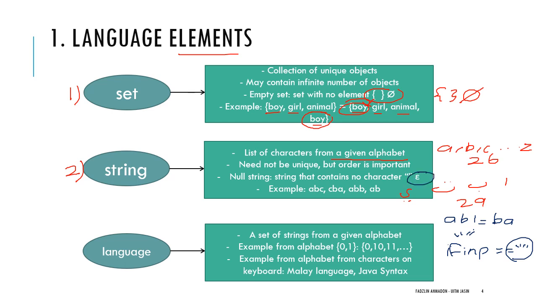Finally, number 3. Language is a set of strings from a given alphabet. So for example, if we have the alphabet with two symbols, 0 and 1, the language that can be constructed from this alphabet includes 0, 1, 0, 1, 1, up until all possible combination that can be made from 0 and 1. Another example is, if we have the alphabet characters from our keyboard, the language that can be constructed from these alphabets are Malay language, Java syntax, English language, C++ syntax, and many more.